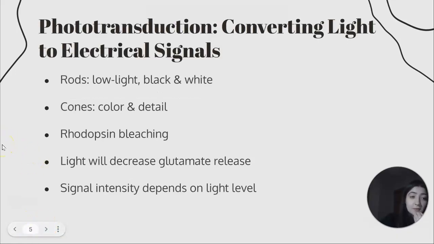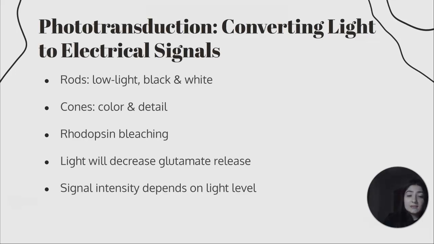So the next slide I want to talk about is phototransduction, the act of converting light to electrical signals. Phototransduction is the process in which photoreceptors convert light into electrical signals. Rods function best in low light conditions and do not detect color. Cones, on the other hand, require bright light and allow us to see color and fine detail. In darkness, photoreceptors are slightly depolarized and continuously release glutamate.